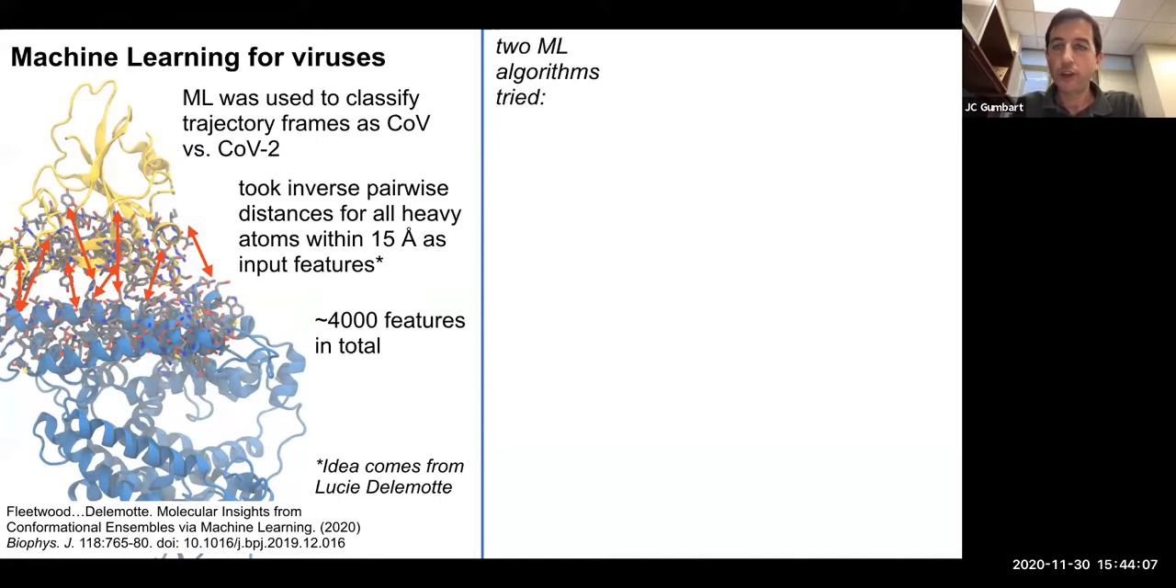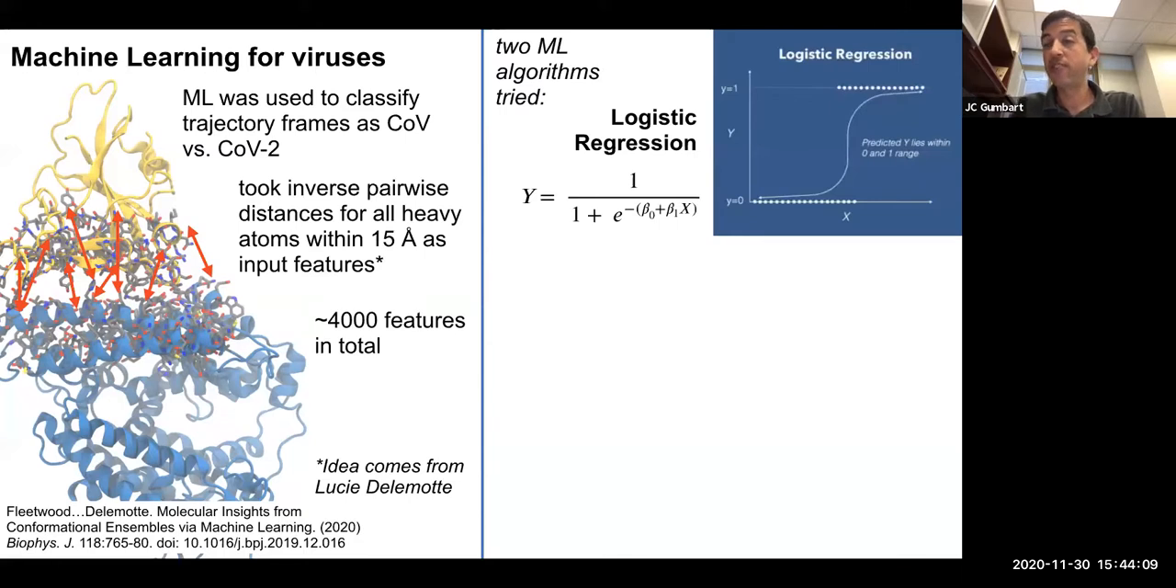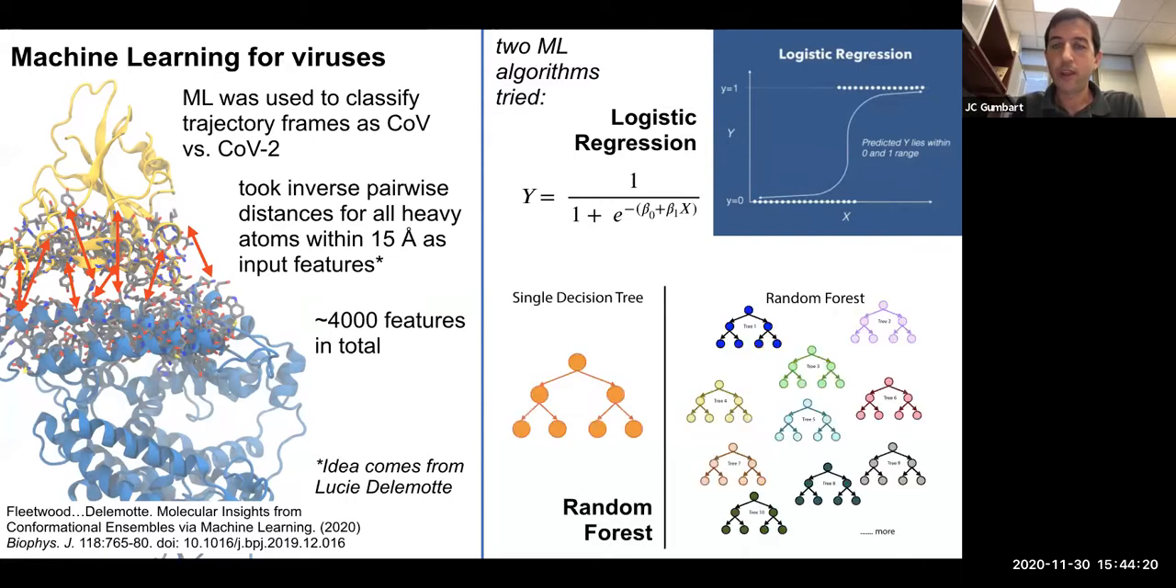So we used 2 different approaches. One is actually very trivial. You wouldn't even normally think about this as machine learning, but technically it qualifies: we used a logistic regression approach. And then we also used a random forest approach, maybe more commonly recognized as a machine learning approach. The goal of both of these algorithms is to distinguish or classify frames of the trajectory as coming from SARS-CoV-1 or CoV-2.